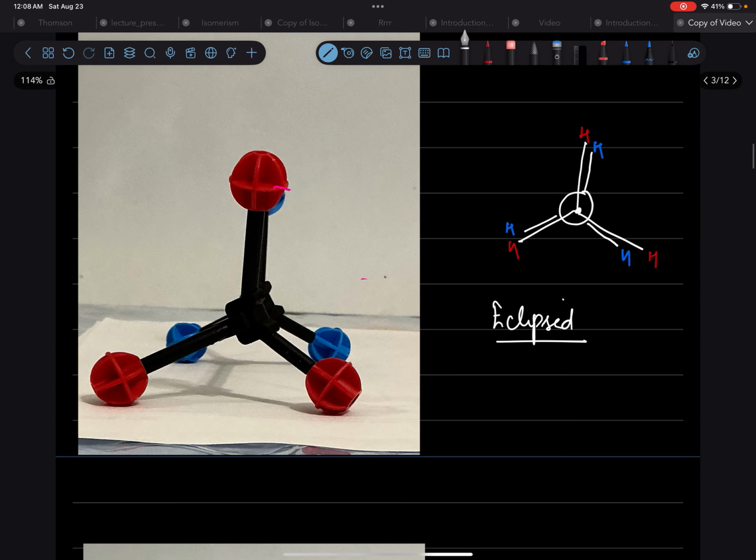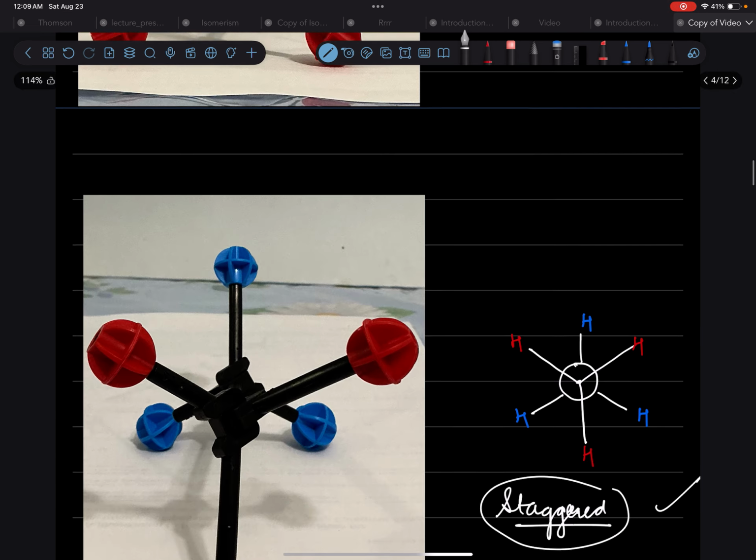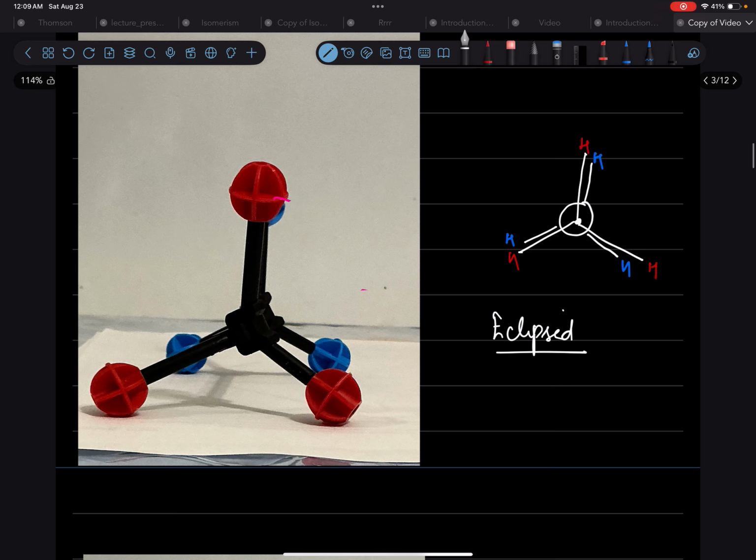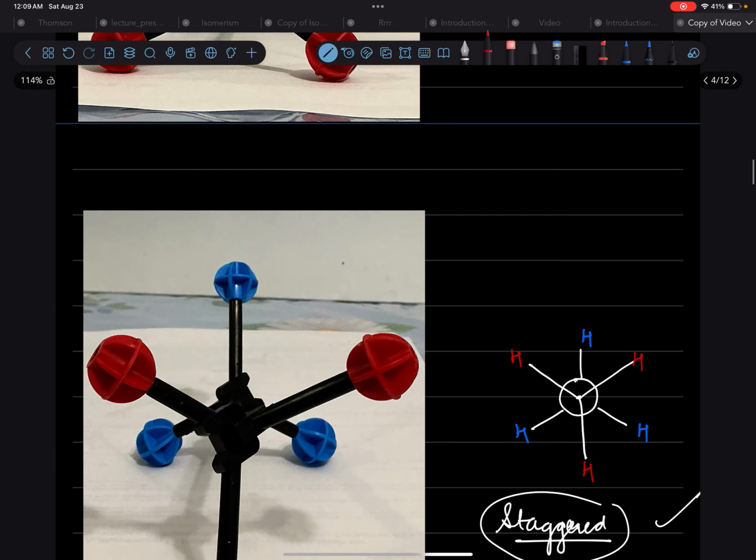In this case, since they are in the same space, there's some strain here, some tension here, which is not in the case of staggered. What is the difference between these two? The difference is of the dihedral angle. Here the dihedral angle between these two is 0 degrees, while in this case the dihedral angle is 60 degrees. And the smaller the dihedral angle, the more is the torsional strain. Now, these two terms are new to you. What's the meaning of dihedral angle?